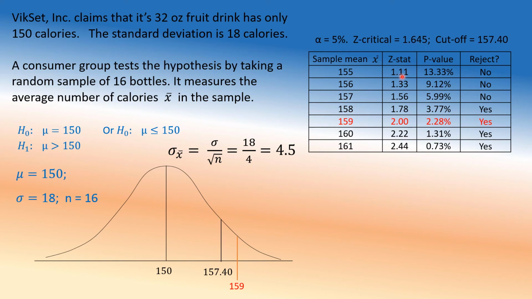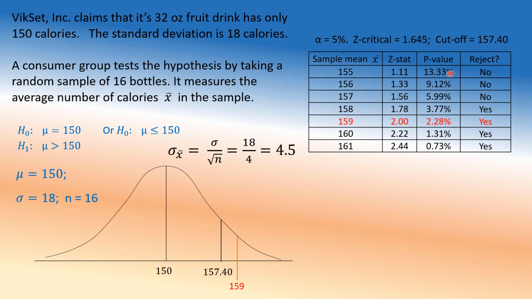1.645, 1.11. In the picture, 1.645 and 1.11. And we don't reject. 1.33, no. 1.56, no. 1.78, yes. 1.645, 1.78, we reject. So what we're saying is, you can also look at the Z critical and the Z stat and again decide reject or not reject, right there. Let's look at the third column now, p-values. Now what is p-value?